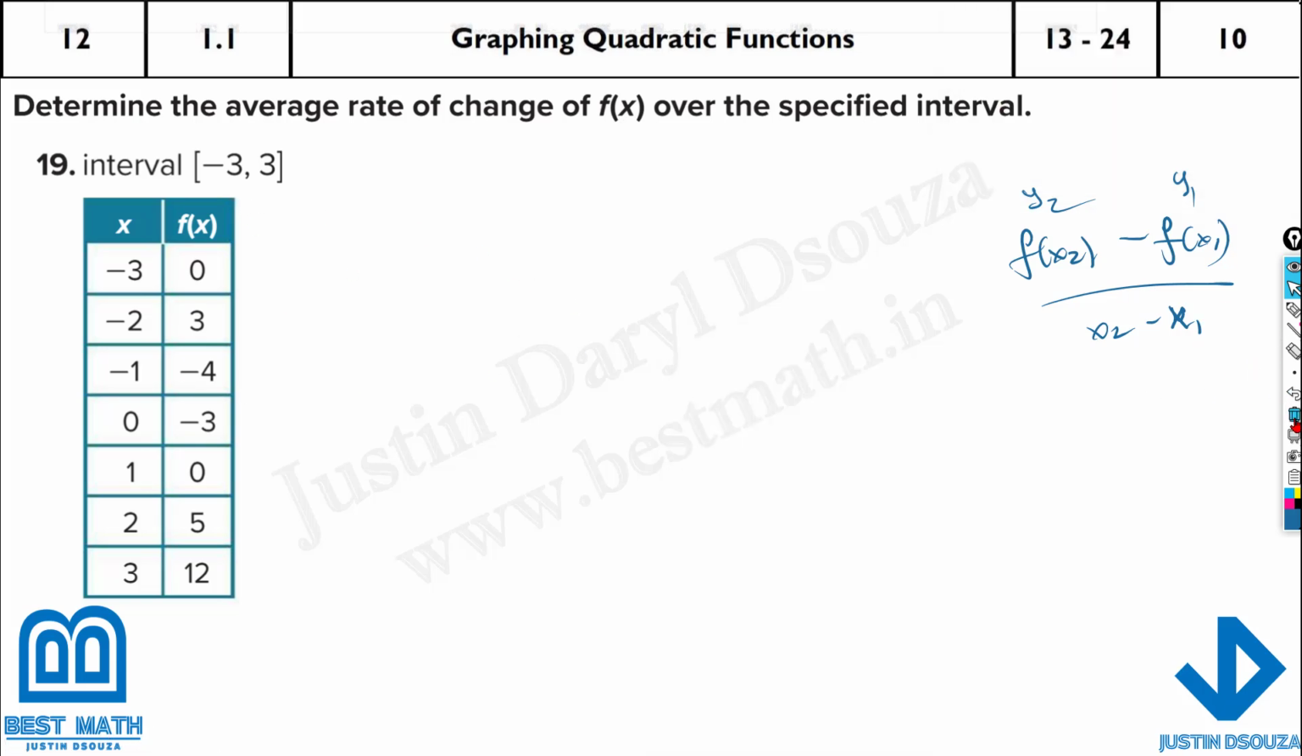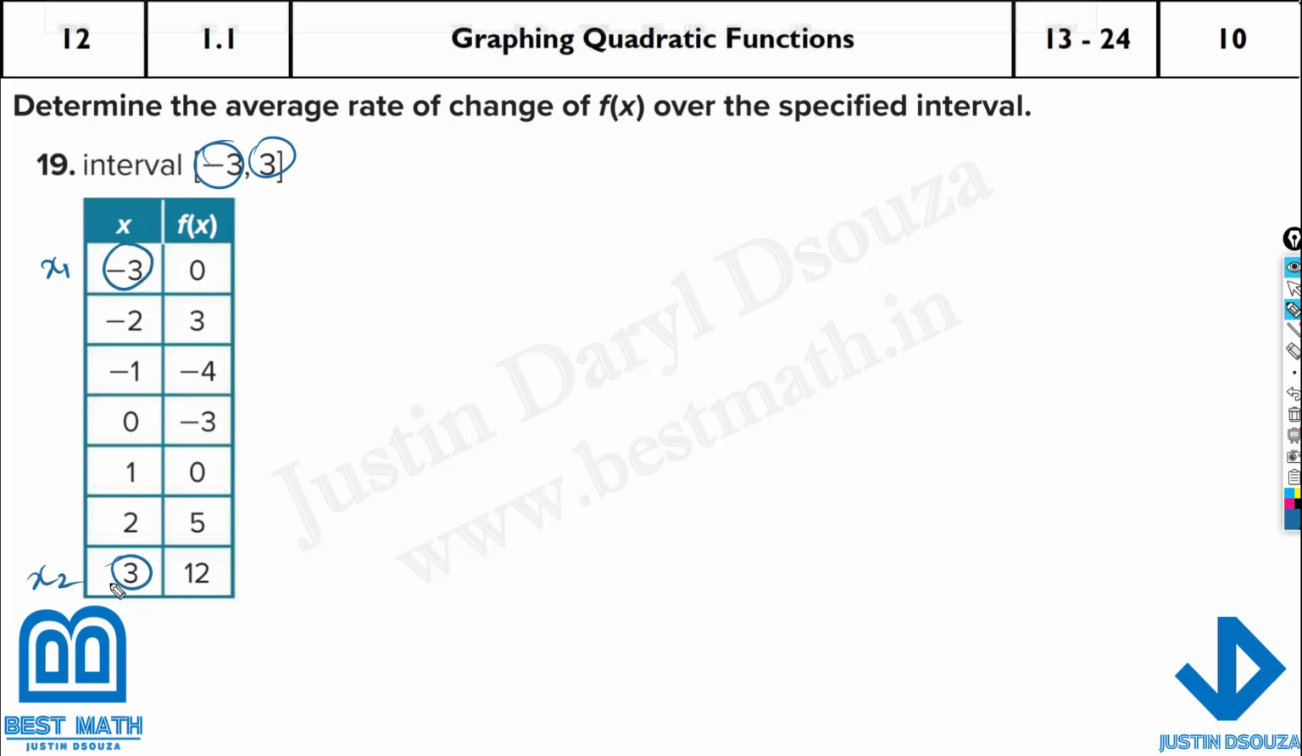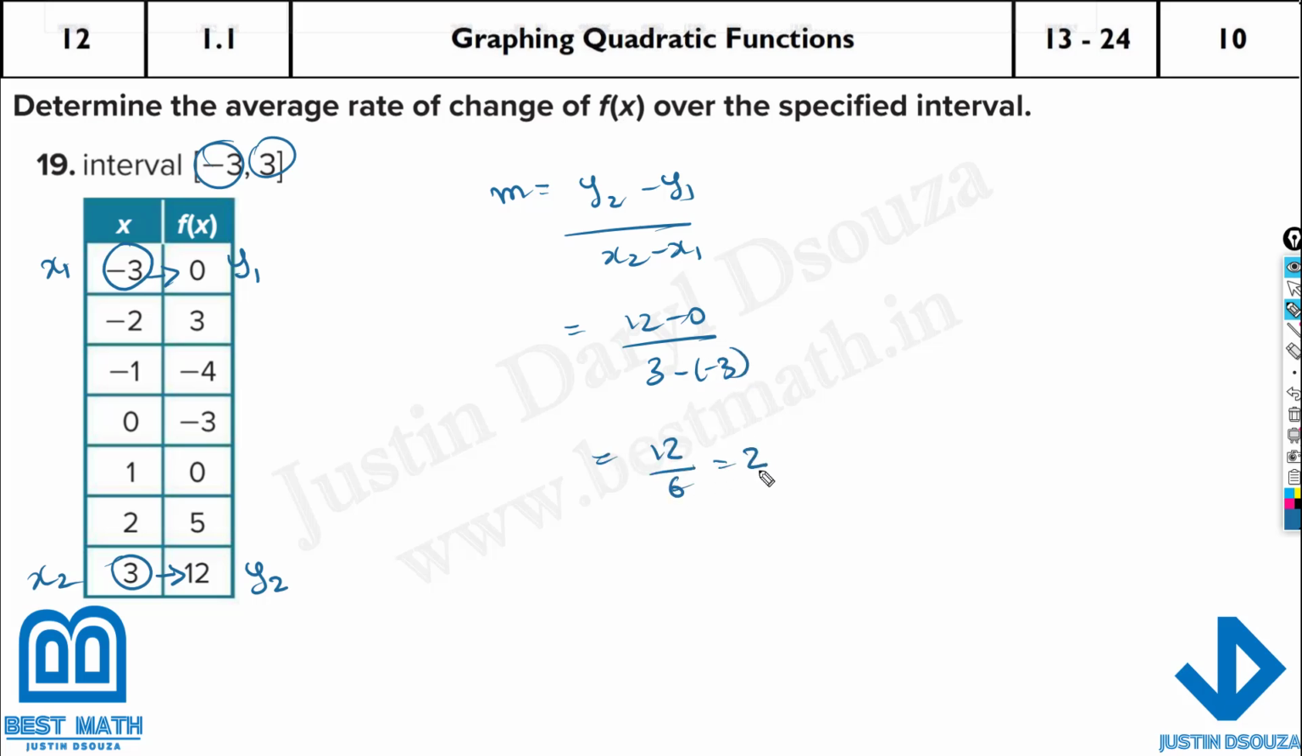So how do we solve this one? It's very simple. You need to find at minus 3 and 3, right? Where is x minus 3 here? This is x1. Where is x2? 3. What is y1? Just whatever is corresponding to x1 is y1, and over here it is y2. So the slope m is equal to y2 minus y1 by x2 minus x1. Just substitute the values here. It is 12 minus 0 divided by 3 minus of minus 3. The answer is 12 divided by 6, that is 2.